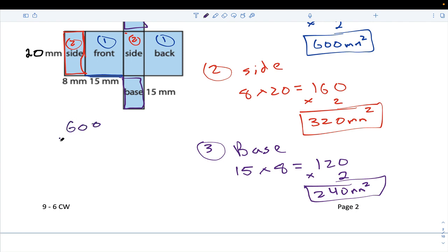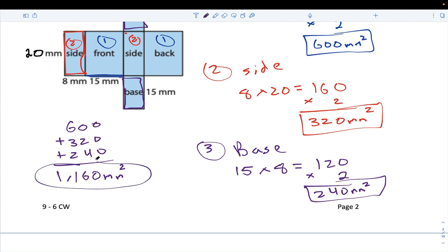600 plus 320 plus 240. You have a calculator, might as well use it. You could add these by hand, but we don't need to. What's my answer that you got, Cooper? I got 1160. Good. And label it for me, Cooper. Square millimeters. You got it.